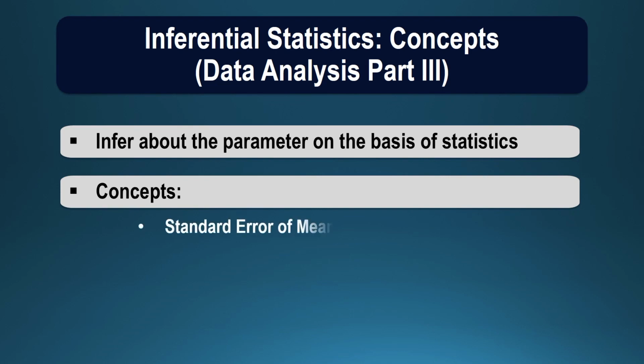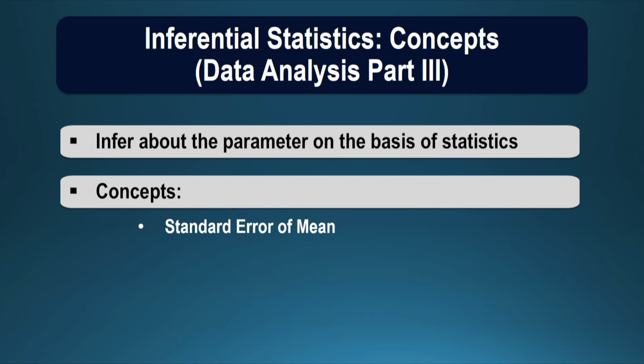There are three underlying concepts which need to be understood to understand the concept of inferential statistics. One is standard error of mean. If you draw a number of samples from the population and you try to find out the standard deviation of the distribution of sample means, that is actually referred to as standard error of mean. In other words, you can say it refers to the standard deviation of the population.